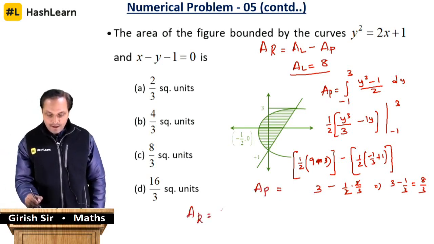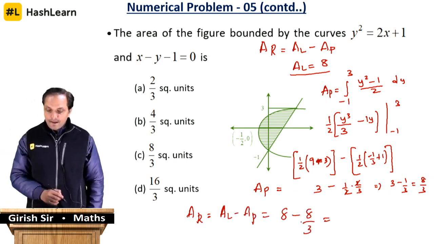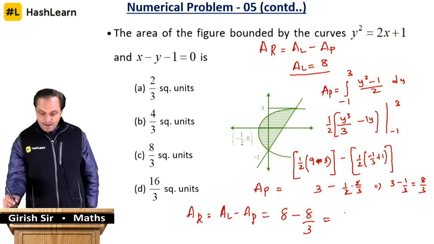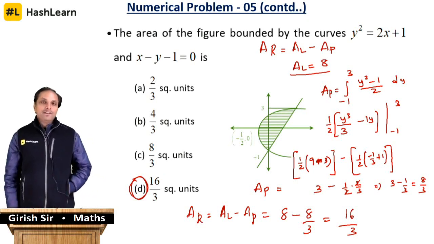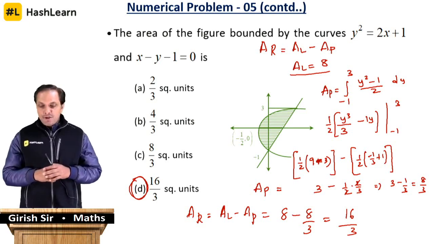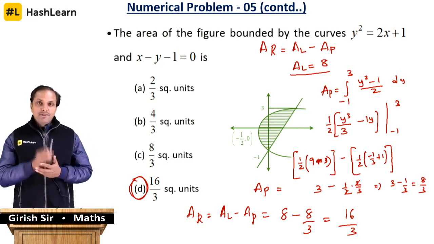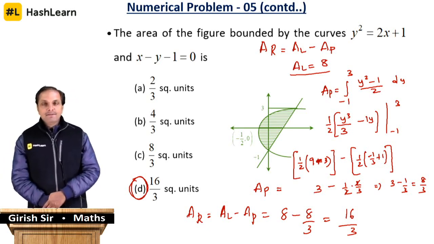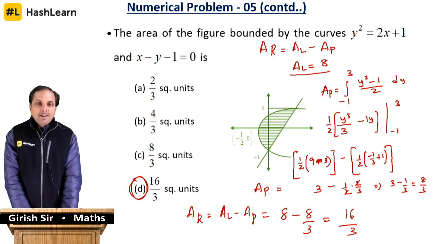So the area required is the area for the line minus the area for the parabola, 8 minus 8 by 3. You know that 8 3s are 24, 24 minus 8 will give you 16 by 3. Here is the option: 16 by 3 square units is the answer. Is it clear? Hope you followed the steps. So remember, there are two curves, one is a straight line and the other a parabola. The straight line will give you a larger area, subtract the parabola, you will get the smaller area which is shaded. Okay, fine then.